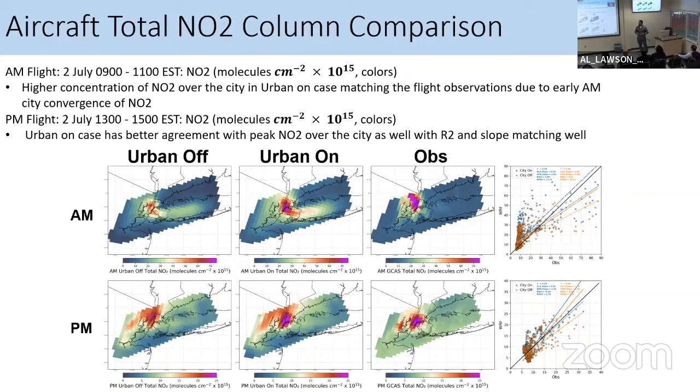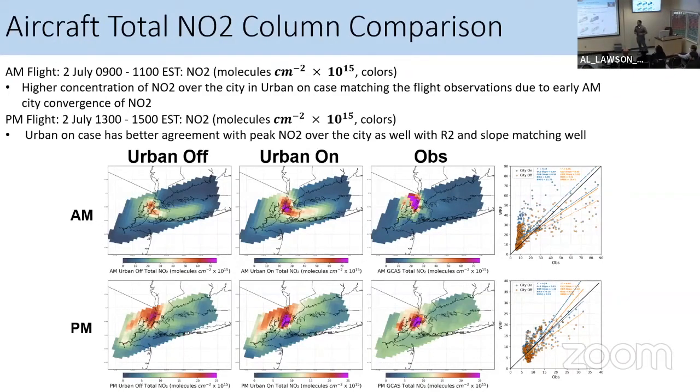So here, what I'm showing on the top is the AM flight, and the bottom is the PM flight of the NO2 column. In the urban off case, what's interesting is that the magnitude is not as strong as in the urban on case, where we saw some of the convergence into the city, which I forgot to mention, that happened in the morning, which built up that NO2. And the magnitude shown in the urban on case matches what the observations were showing.